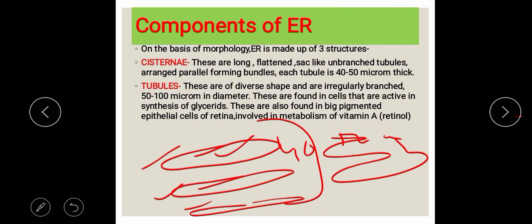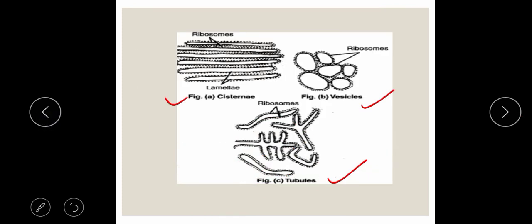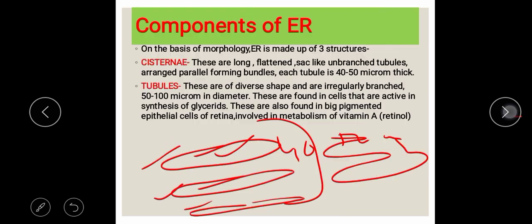Now tubules, they are present in diverse shapes and irregular branches, 50 to 100 micrometers in diameter. These are found in cells that are active in synthesis of glycerides, and these are also found in big pigmented epithelial cells of the retina involved in metabolism of vitamin A retinol.